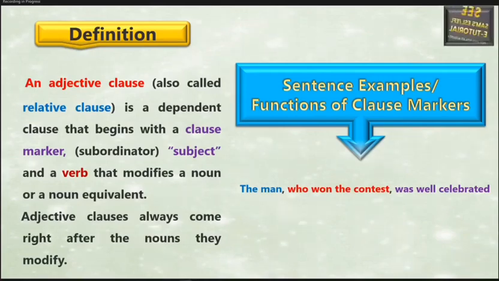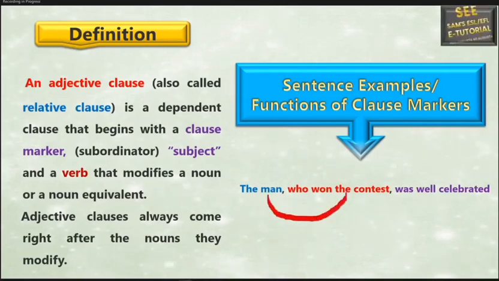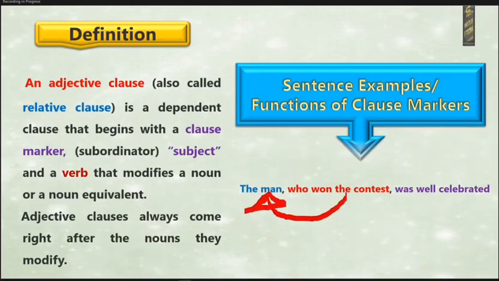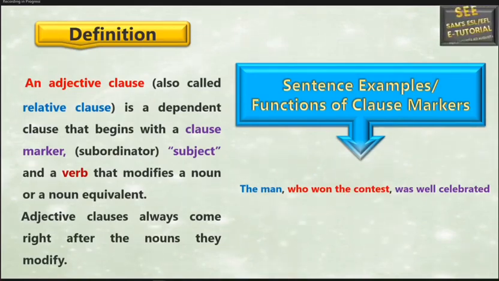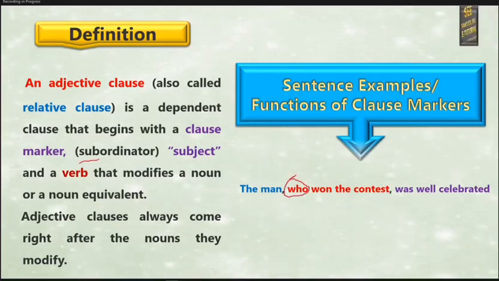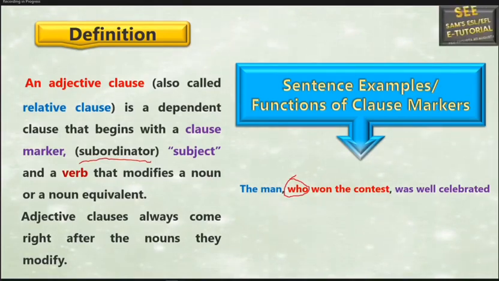Take a look at it. It modifies the noun, the man. Who won the contest actually refers to the man. I hope that is clear. Now in addition to that, it's important to note the functions of the clause marker. Here is a clause marker, who. A clause marker is also known as the subordinator. Please take note. The clause marker functions as that particular word that introduces the subordinate clause.